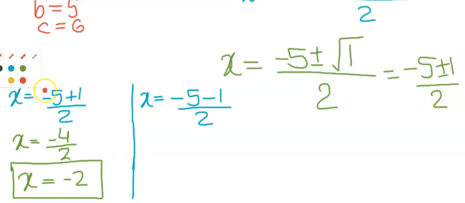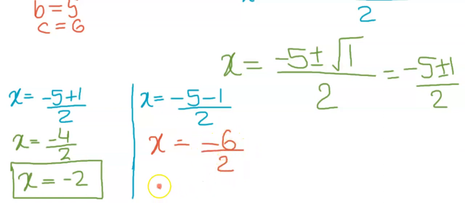Now let's do another one. What is minus 5 minus 1? You have negative £5 in your bank, and you spend another £1. So now you're negative 6. Negative 6 over 2 is going to give you a negative 3.